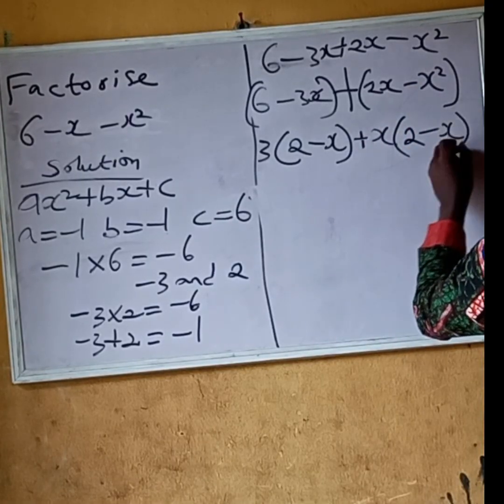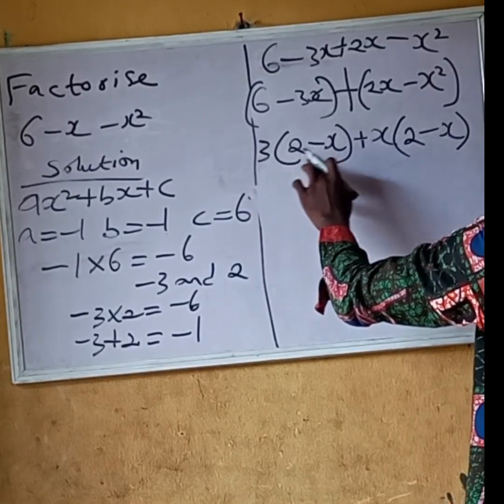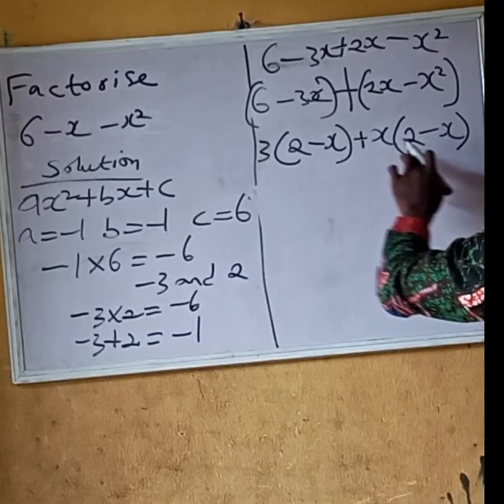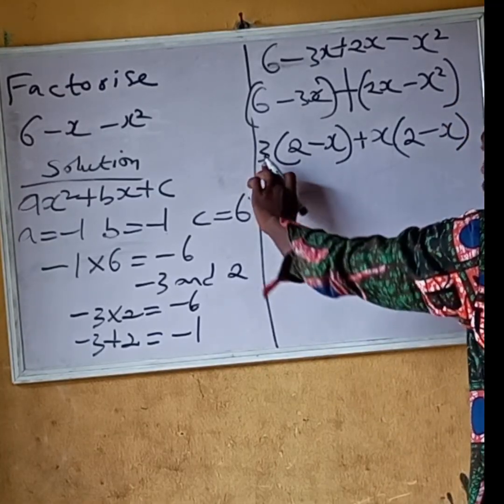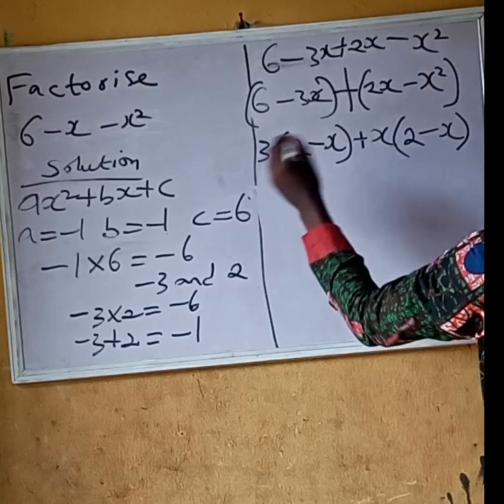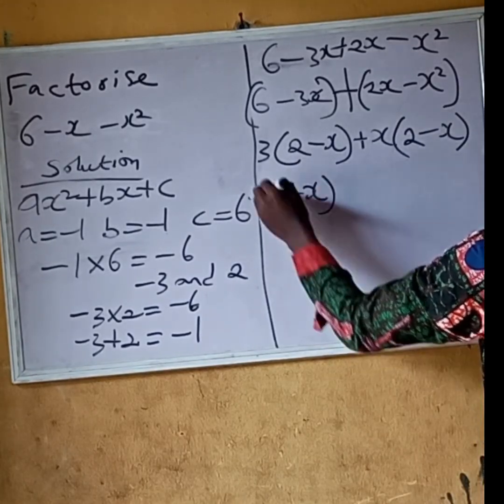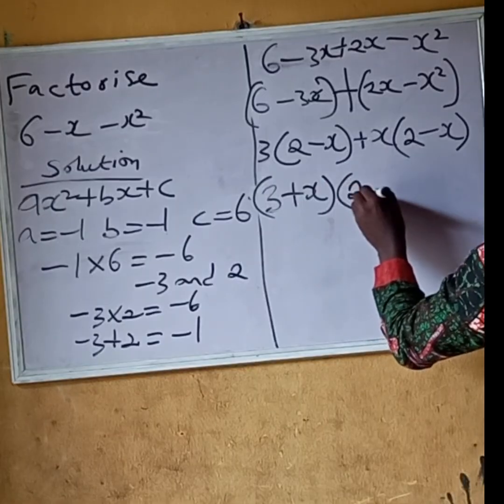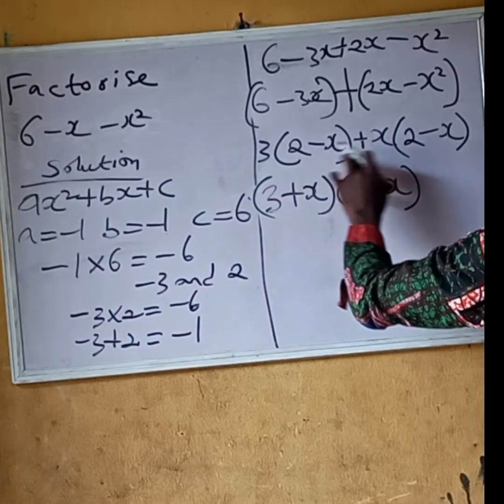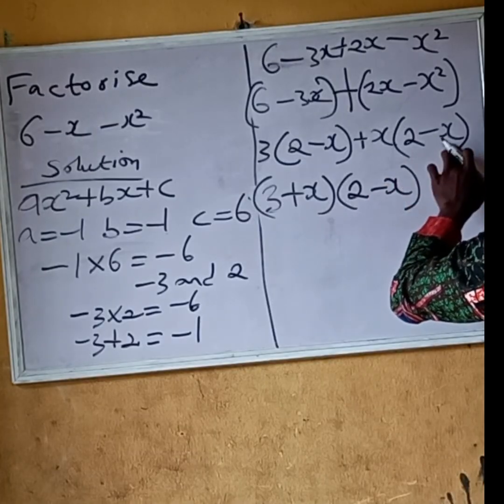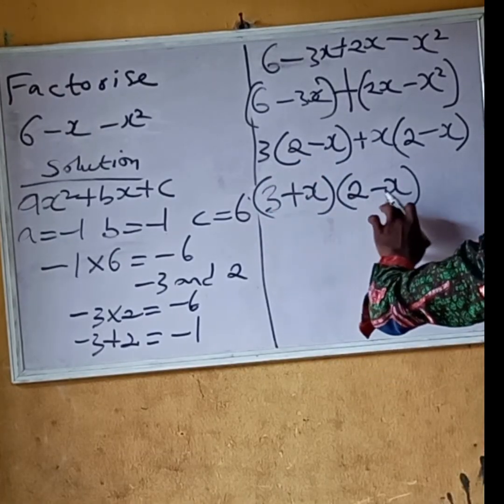So x will remain. 3 is multiplying 2 minus x. Plus x is also multiplying 2 minus x. So it means that this 3 plus x is multiplying the same thing. So we just write it: 3 plus x is multiplying what? The same thing, 2 minus x. Since 3 is multiplying 2 minus x and plus x is also multiplying 2 minus x, we just say 3 plus x, which is this thing, is multiplying 2 minus x.